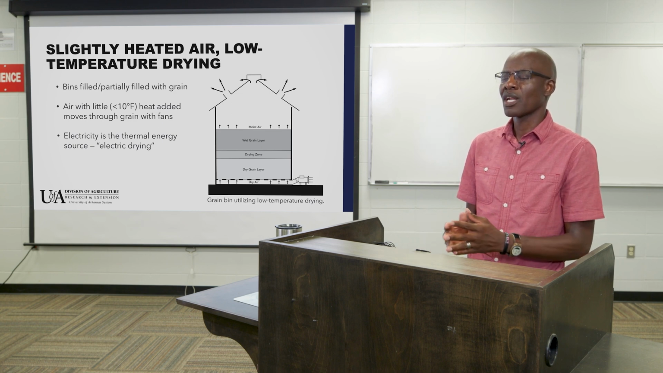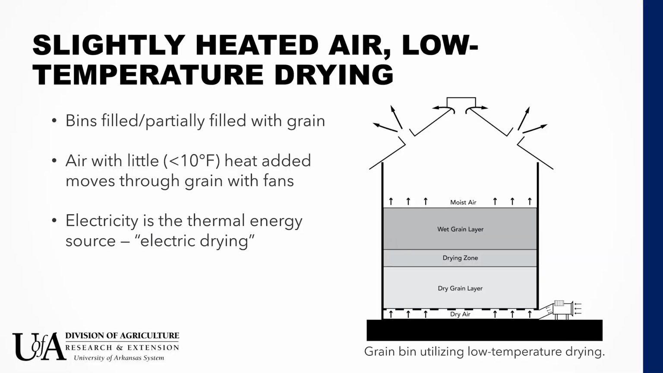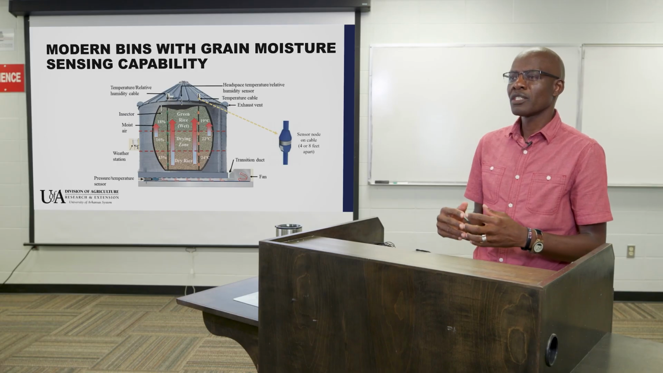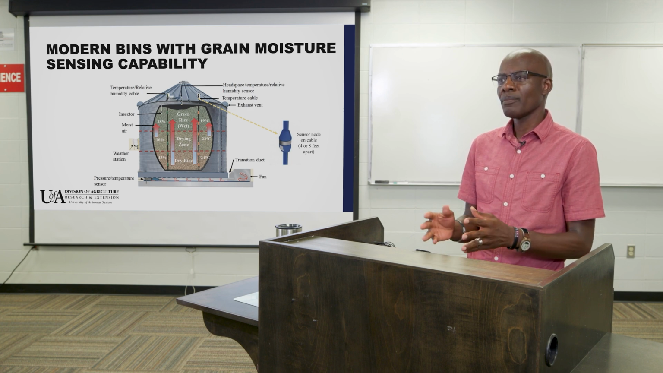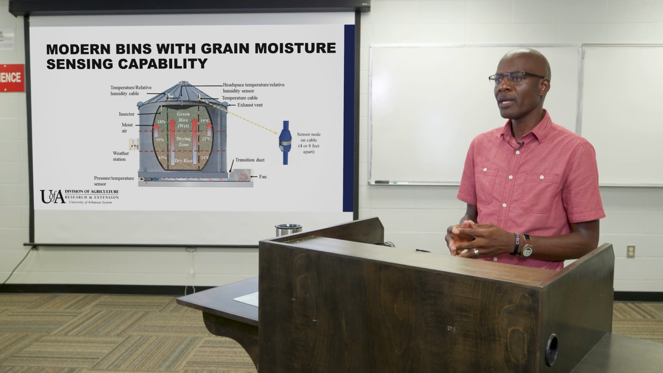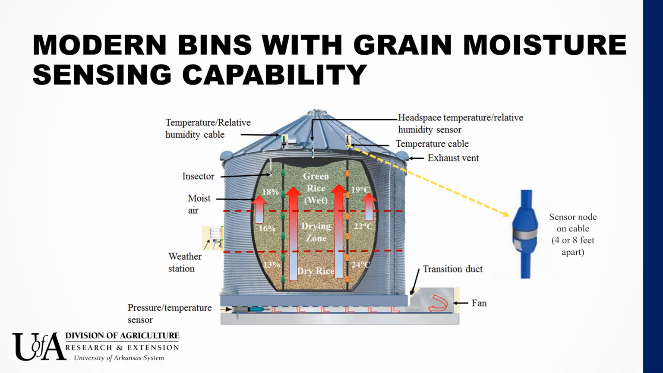And then that air is allowed to move through the grain as it's being forced by fan systems. In most of these systems, electricity is being used as a source of the thermal energy, but we also have some cases where we have gas-fired burners installed in these bins. Now, there's been a lot of technology improvement in on-farm in-bin drying systems, and so I'm presenting here a modern bin with moisture sensing capability.